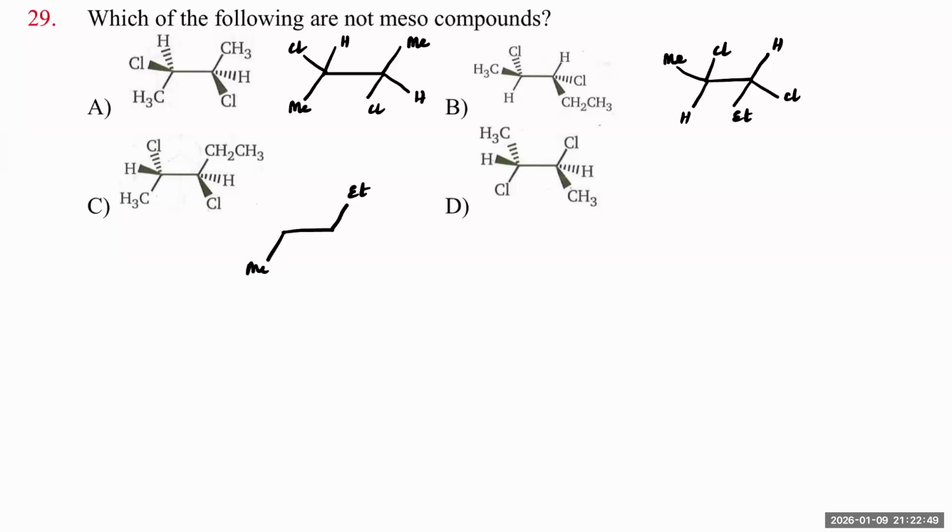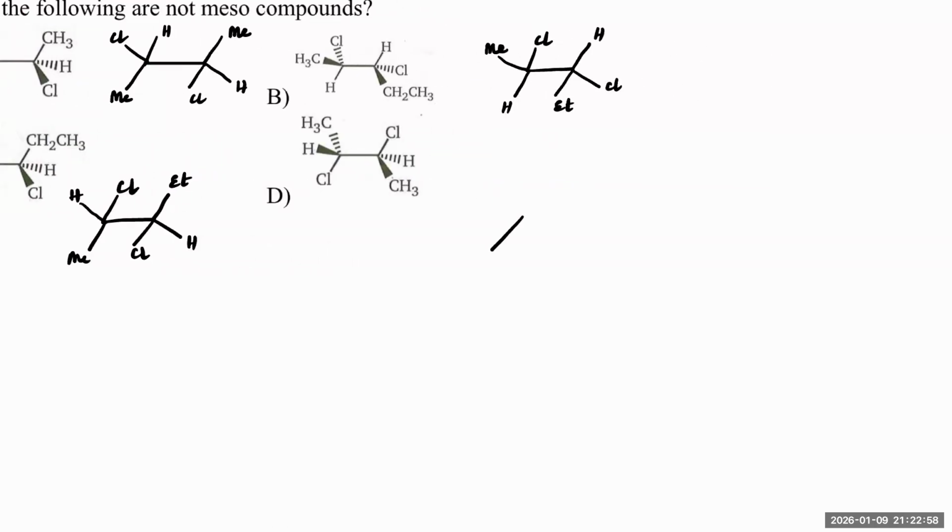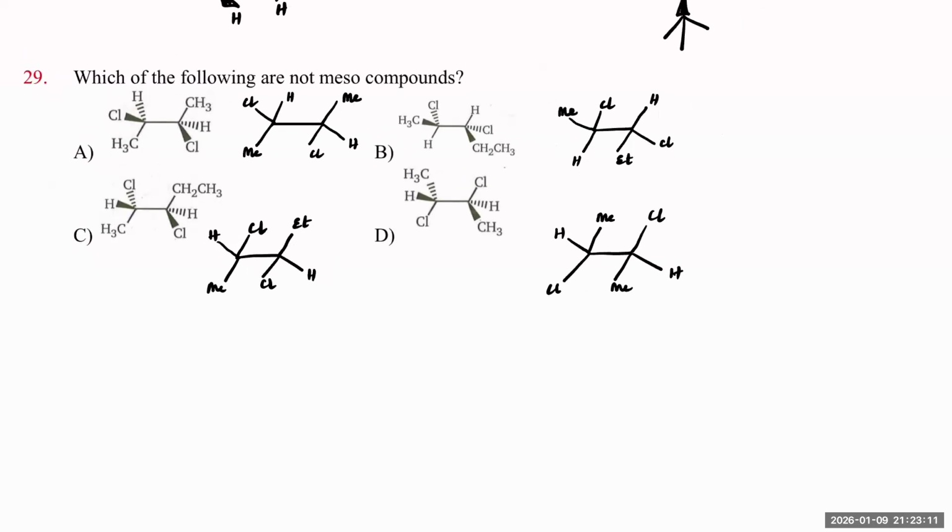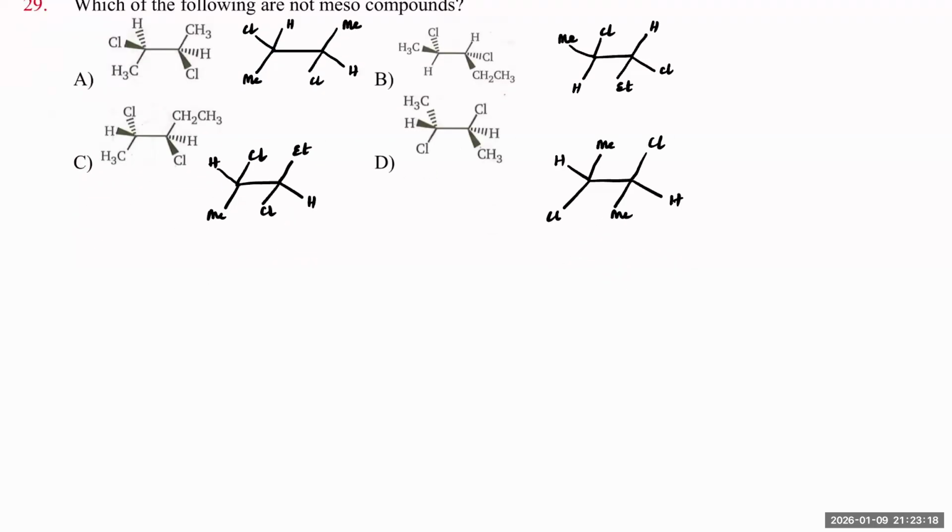ethyl and methyl. Then I have chlorine and hydrogen. And here I have hydrogen and chlorine. This is the Sawhorse projection. Last one, two chlorines, hydrogen and methyl, methyl and hydrogen. This is the way I have drawn it. Okay. Now I'll take one structure here and try to write its eclipsed form.